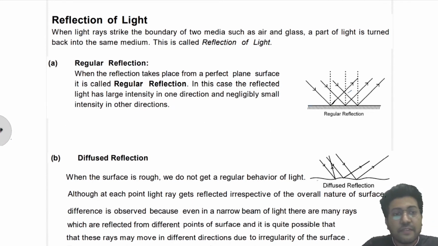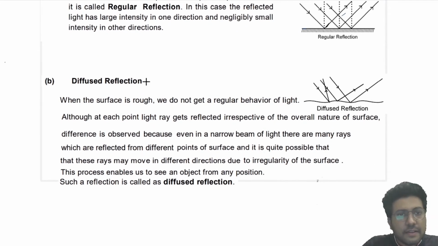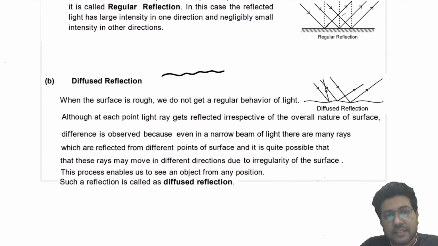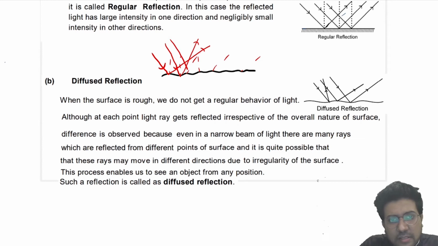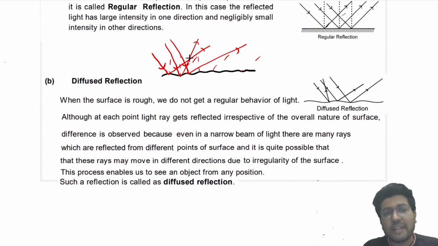But in diffused reflection, diffuse reflection occurs when the surface is rough. When the surface is rough, the normal at every point is different. So the incident rays are parallel to each other, but because the normal is different, the reflected rays are at different angles. If the reflected rays are at random angles, you will say that the light is diffused in all directions. That means there is intensity in all directions.